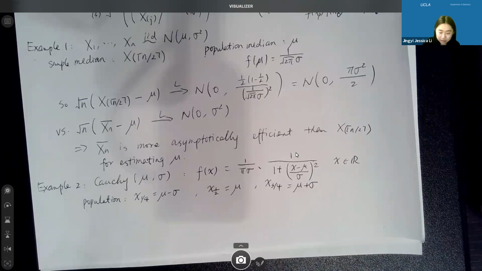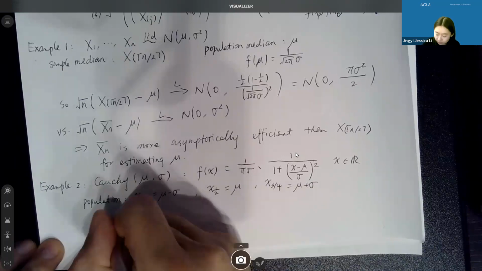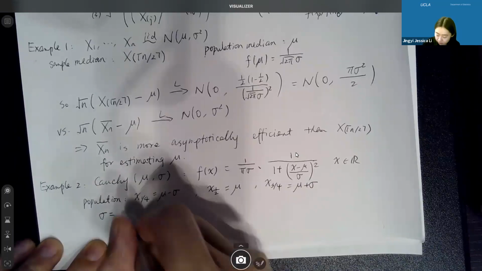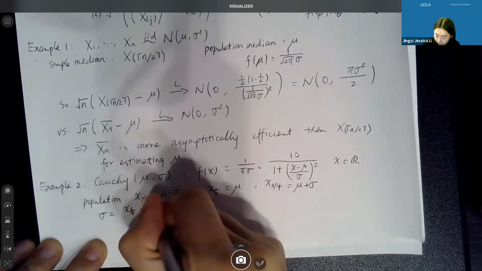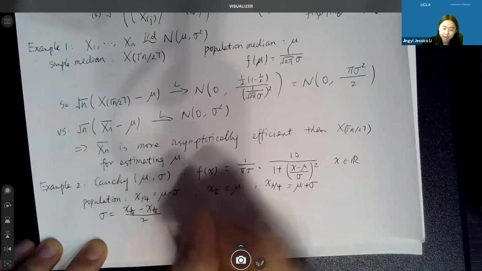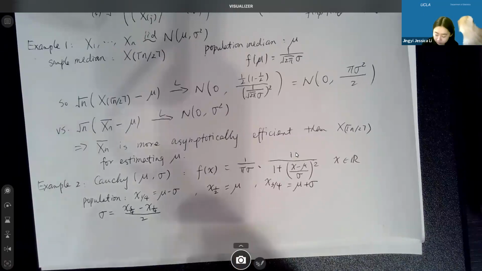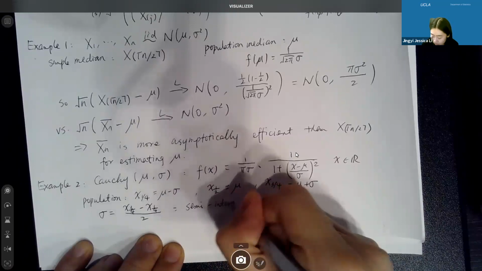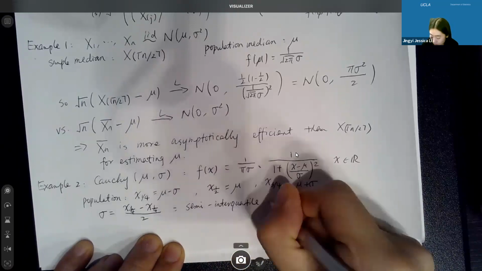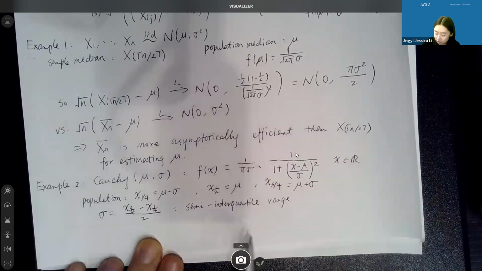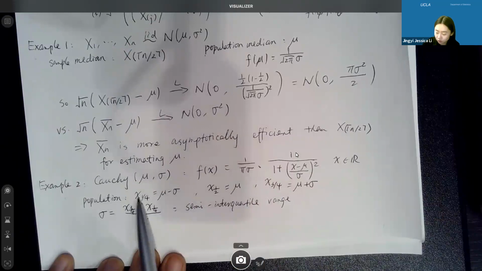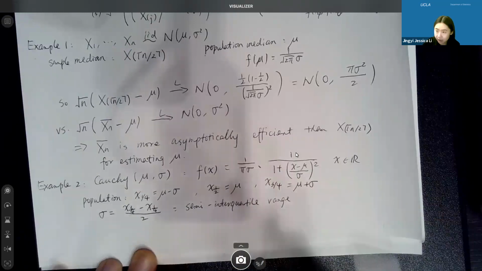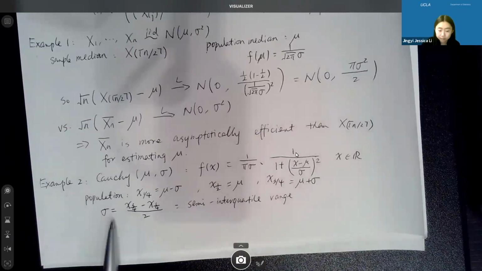So in other words, you can easily see that sigma can be written as the third quartile minus the first quartile divided by 2. So we can give it a name. It's called semi-interquartile range, which means that the interquartile range is from x 1/4 to x 3/4. That's the interval. That's what we call the interquartile range. And half of it is what we call sigma. So that's why we can define sigma in this way.